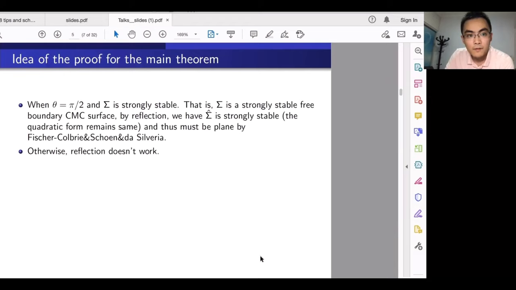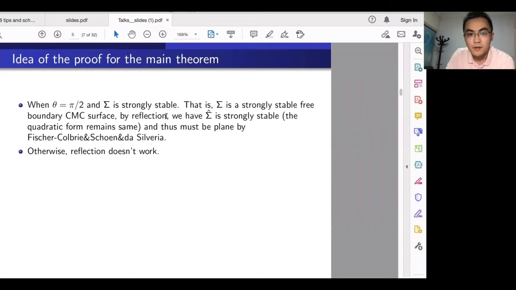And for the proof of this direction, there are some particular cases which have a simpler proof. For example, when the angle theta is pi over 2 and when sigma is strongly stable. So it is a strongly stable free boundary CMC surface in a half space of R3. Then we can just do a reflection, okay?